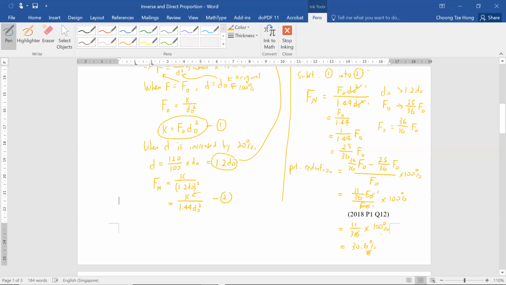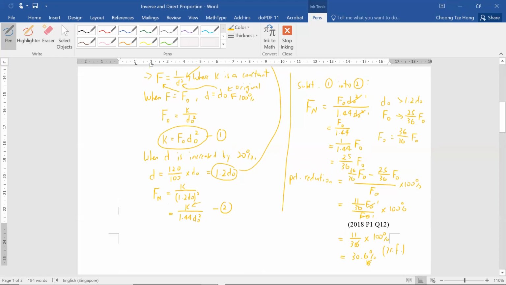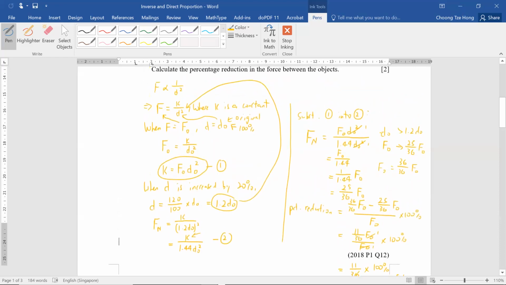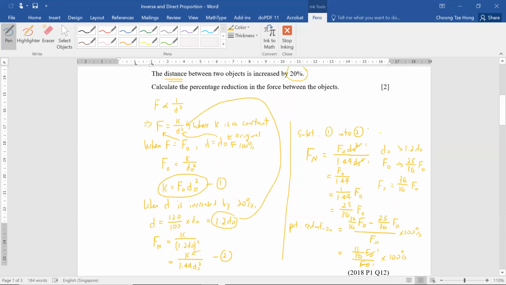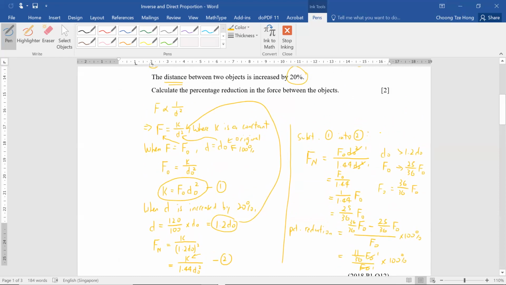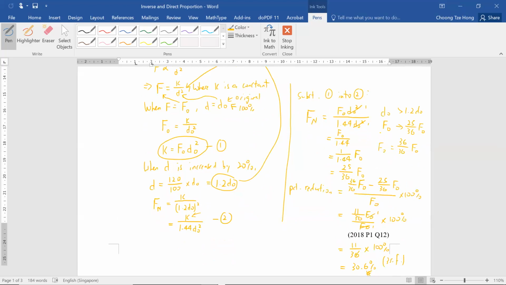So this is how you handle a question like this. It's slightly more difficult, and it's also just a 2-mark question. But I find that this way of presenting is the clearest way to help you understand how to do such questions. I hope this is useful for you.